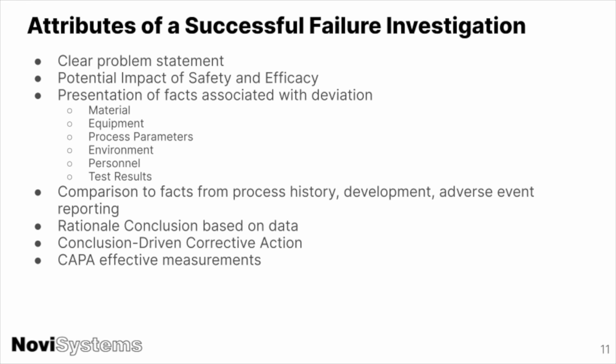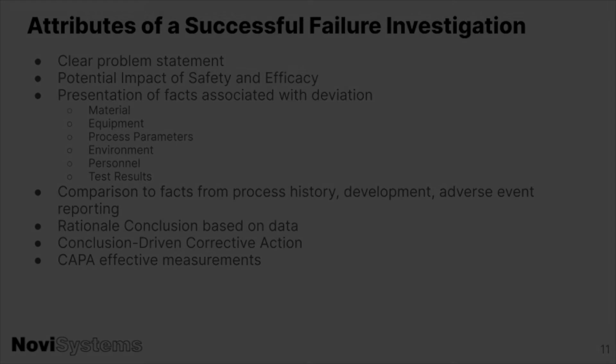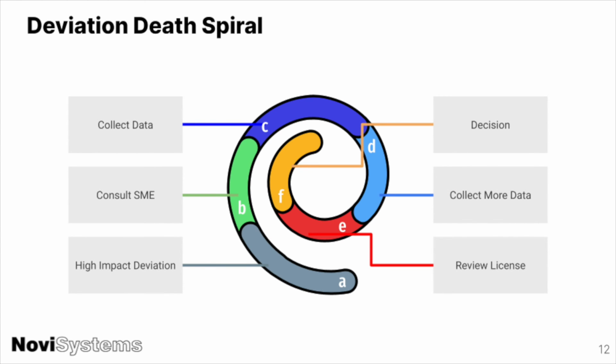The other thing that it does is it allows us to look at performance over time and readily determine whether or not things are trending in a good direction or there's opportunities for improvement. What we don't want to do, and what we're trying to stop, is what I call the deviation death spiral. We get a little bit of information, we bring in a subject matter expert, we look at these things, and all of a sudden we find something else. We've got to collect more data. We go through that same ABC loop again, over and over and over again, reviewing the license, and finally being able to make the release decision.